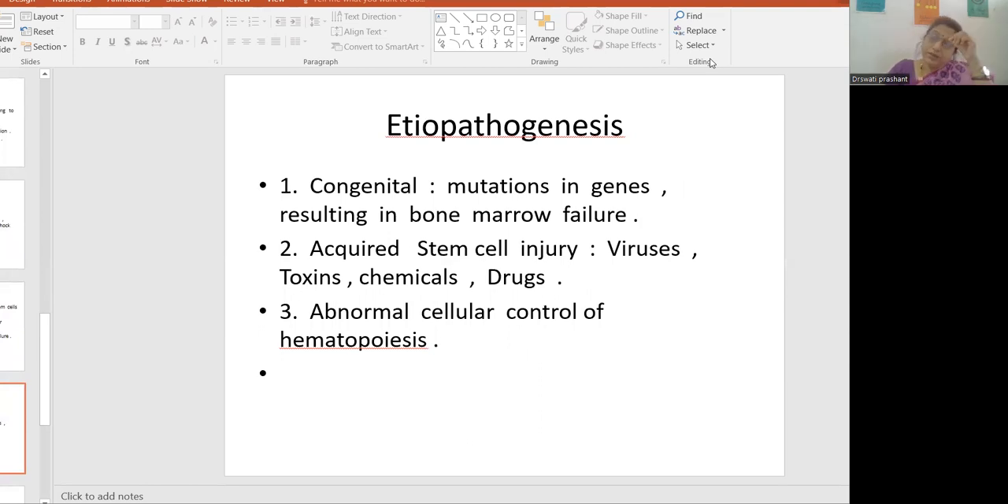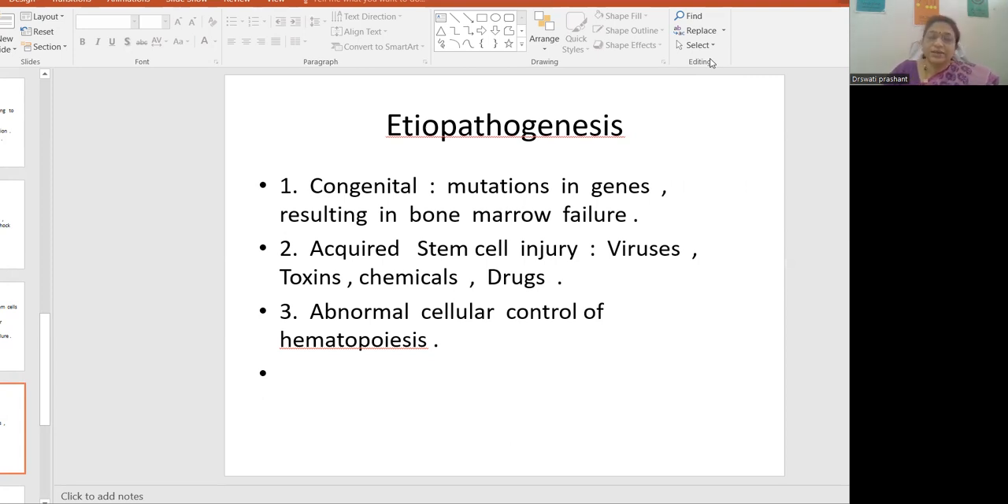Etiopathogenesis of aplastic anemia, congenital and acquired. In the congenital variety, mutations in the genes may occur leading to dysregulation of the hemopoietic stem cell, and therefore all the three cell line series are affected, resulting in bone marrow failure. The second one is acquired stem cell injury, which is most common and is most commonly due to viruses like parvovirus B19, hepatitis B virus, hepatitis C virus, cytomegalovirus, and Epstein-Barr virus. These are the viruses leading to bone marrow depression.